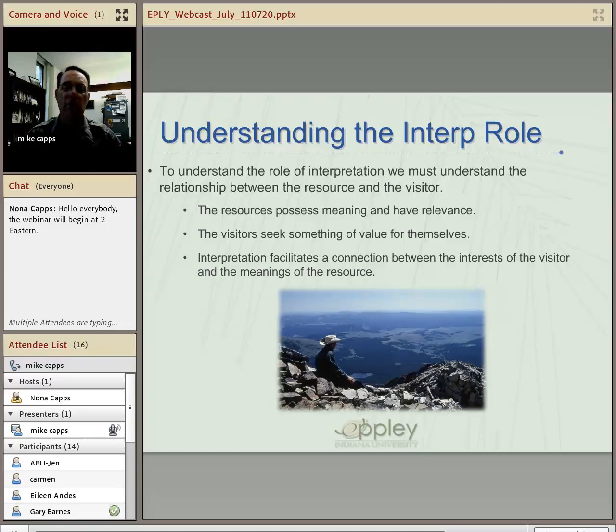So two visitors that come to Lincoln Boyhood may derive meaning from the resources here, but the meanings are different. For instance, if a person is a Lincoln aficionado and they're coming here to learn more about Abraham Lincoln and about his time here in Indiana, the resources we have are going to be relevant to them in that regard.